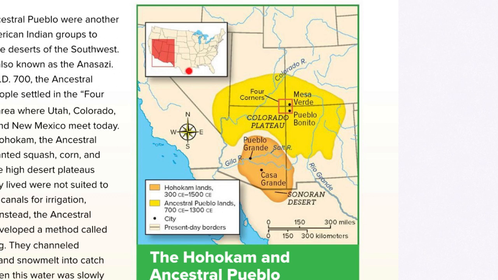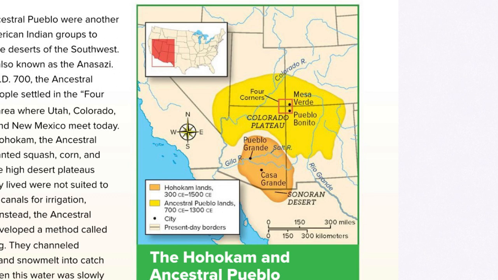This small area right here shows the United States. And then this rectangle right here shows what this enlarged area is. Then we can see that here's California, so we're about right here. This is Arizona, this is New Mexico, this is Colorado, and this is Utah. This is the Four Corners region. This is where all four of those states come together and touch.